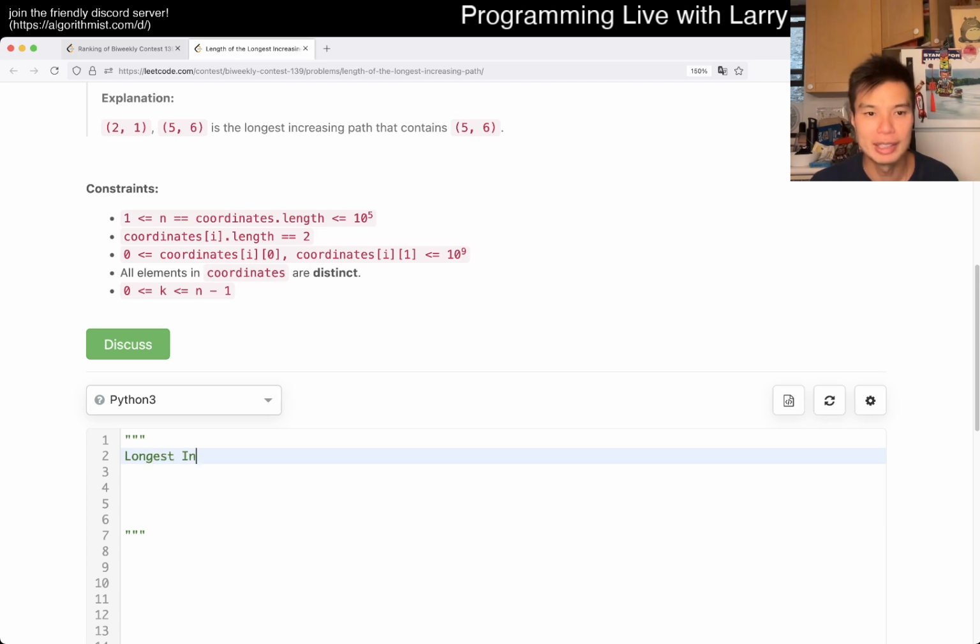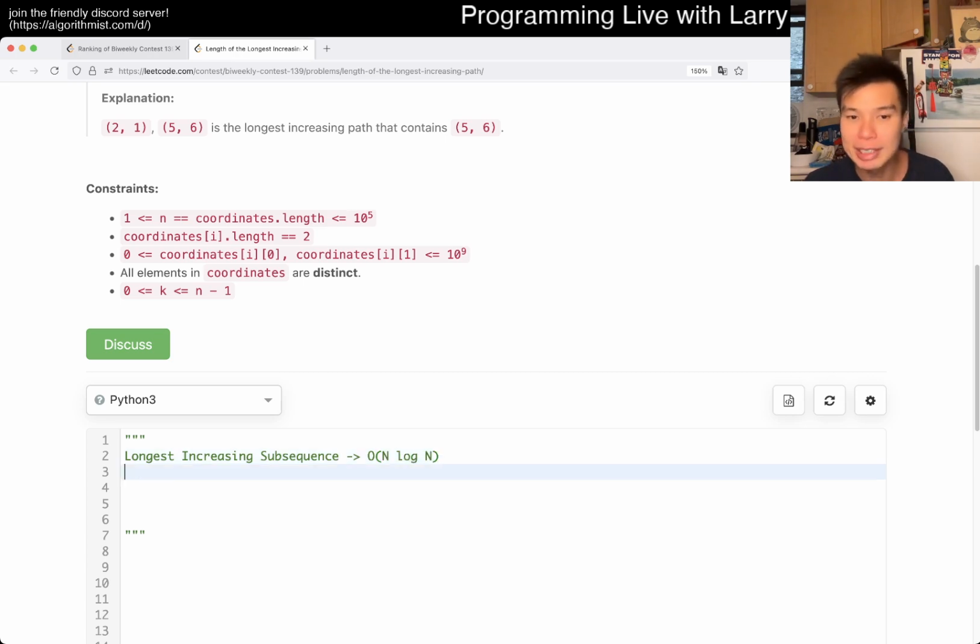But longest increasing subsequence is an n log n solution. I am going to use this idea. I'm not going to explain it that well, just because I want to keep this video short. This is a hard problem, so I just want to focus on the other components. This part though, there are multiple Leetcode problems with this, so definitely check those out.